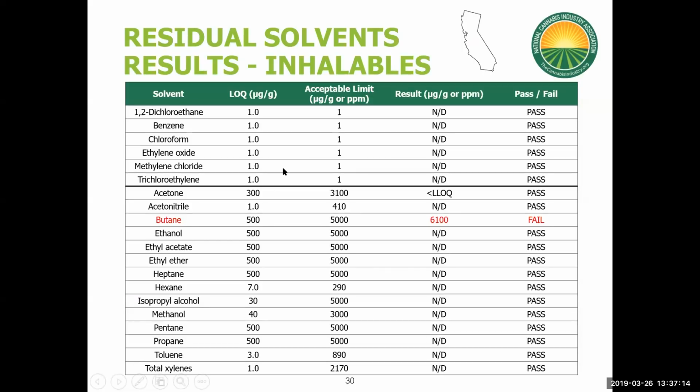consider what the limit of quantification is versus the acceptable limit. You want to make sure that your lab can detect far lower than the acceptable limit, which will help you do trend analysis as well. So this example is showing that we detected acetone in the sample, but it was under 300 micrograms per gram, which was the LOQ for acetone. So we couldn't give an exact number. And the sample unfortunately failed for butane.